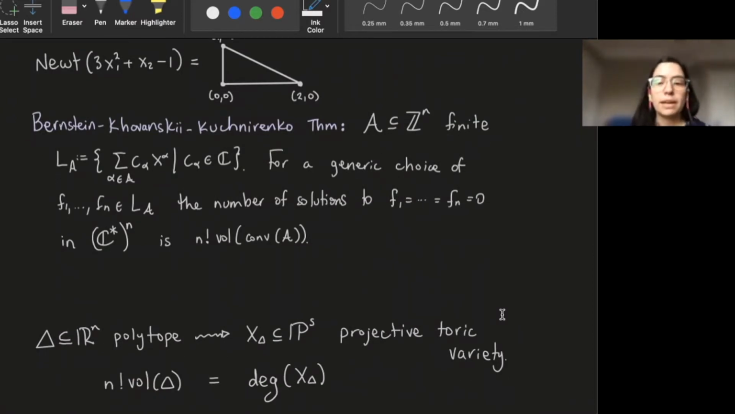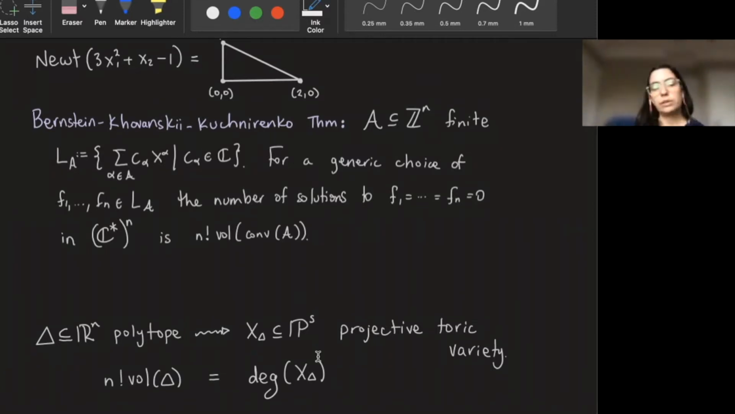Now this theorem can be restated as giving a formula for toric varieties. So if you start with a polytope in R^n, you can construct a projective toric variety, and then you have this relationship that n factorial times the volume of your polytope is equal to the degree of your projective toric variety. Well, I like polytopes a lot, and I like toric varieties, and I like that they interact, and this is a very beautiful result. And both of these results have consequences in combinatorics, for example.